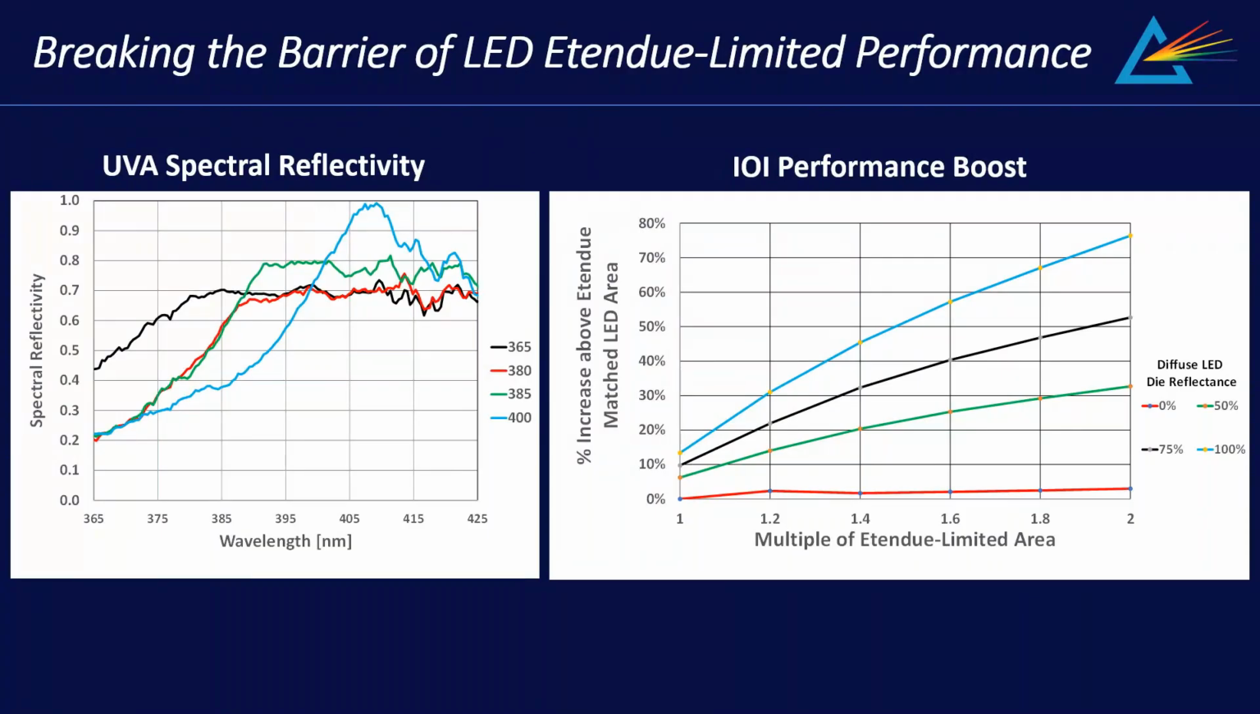On the right, the performance curves illustrate how increasing reflective efficiency can substantially improve the percentage of usable light delivered above the étendue limited matched LED area. As reflector efficiency improves, a greater fraction of rejected photons can be redirected back into the system, and ultimately they contribute to the useful optical output. These approaches become especially valuable in compact, high radiance illumination systems where maximizing optical throughput is critical.